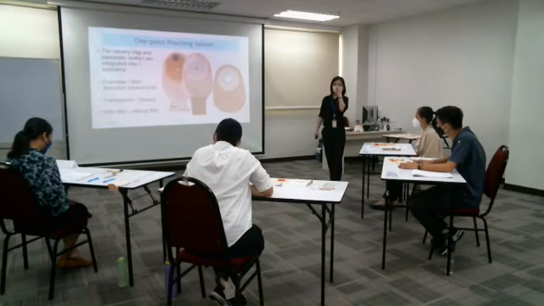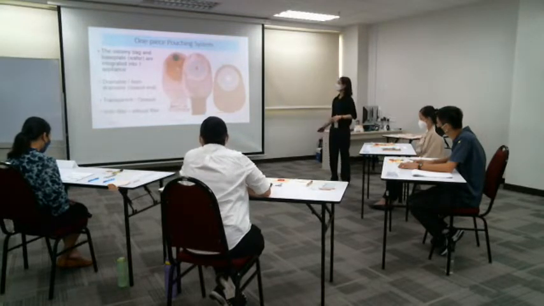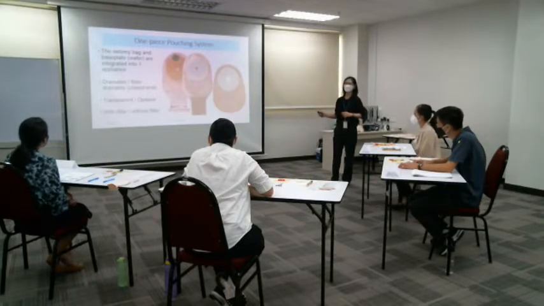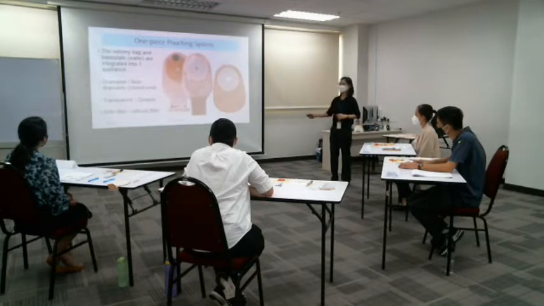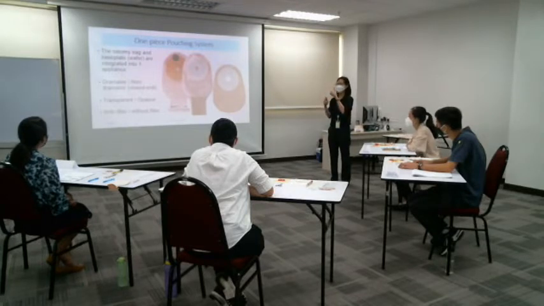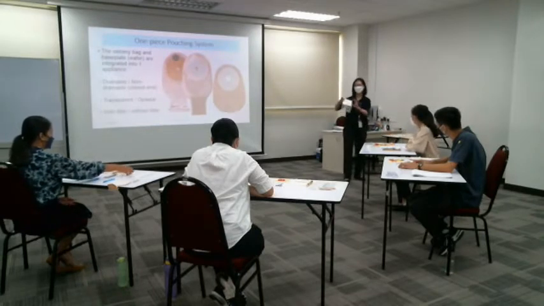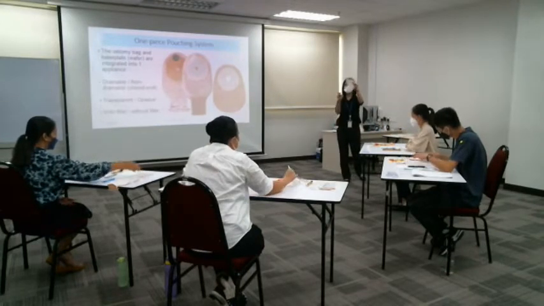So the types of colostomy bag. One, we have a one-piece pouching system. That means the ostomy bag, this is the bag, and the base plate, this one, come integrated to become one appliance. So this is a one-piece. You have one on your table as well. One-piece disposable.